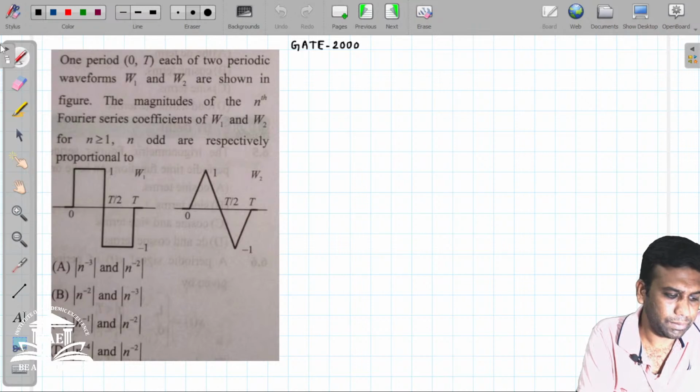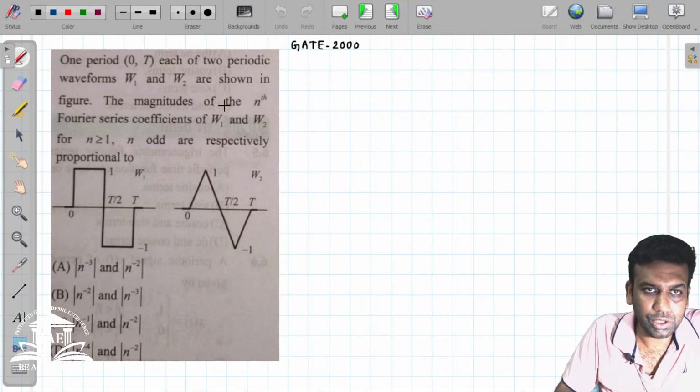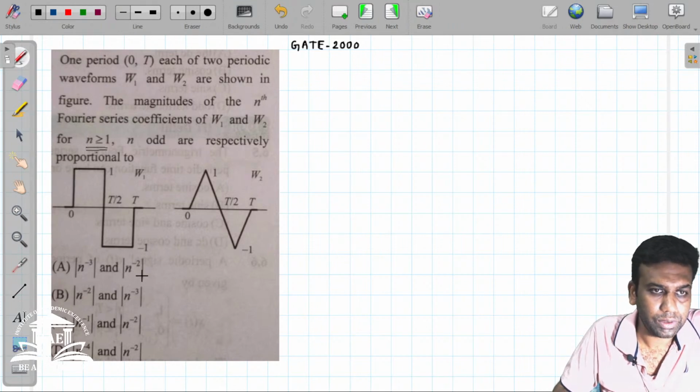So one period of 0 to T, each of two periodic signal waveforms W1 and W2 are shown in the figure. The magnitude of the nth Fourier series coefficient of W1 and W2 for n greater than or equal to 1, n odd, are respectively proportional to this thing. So you have to find this question.